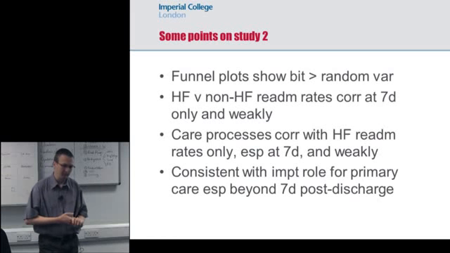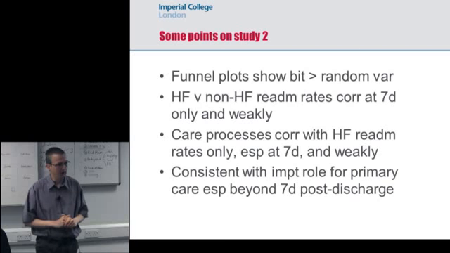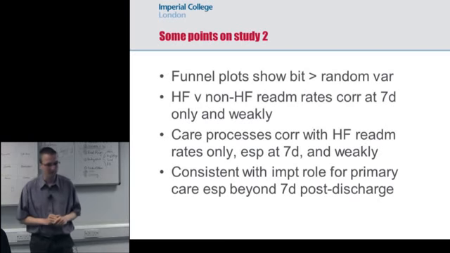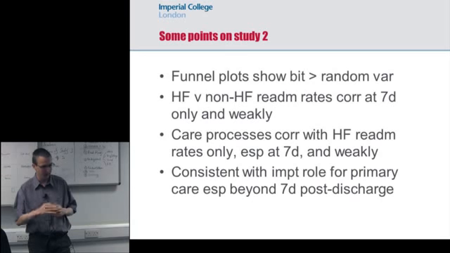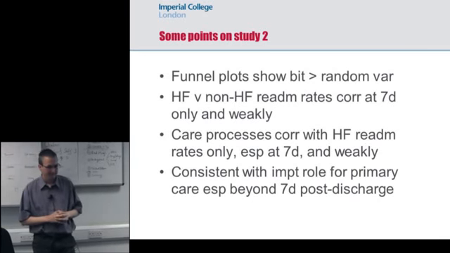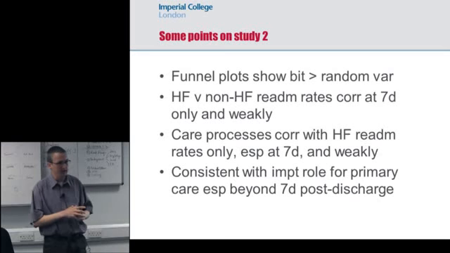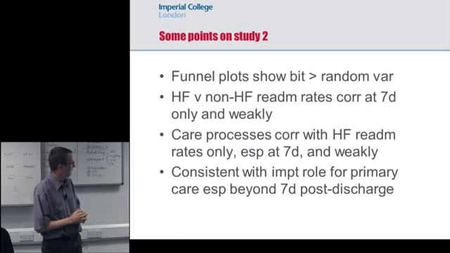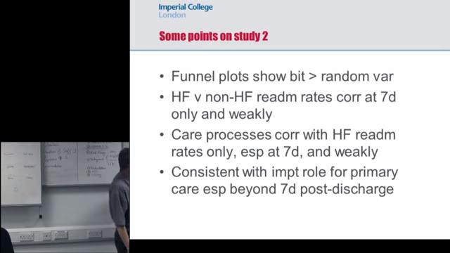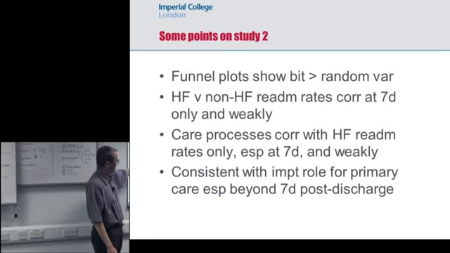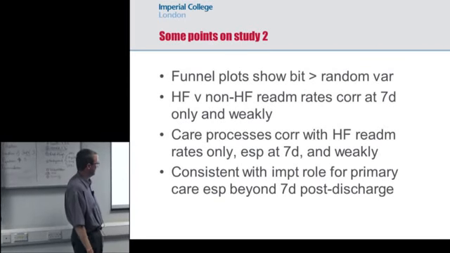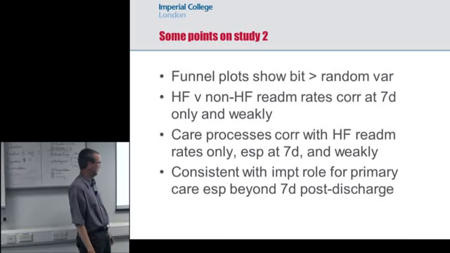So a couple of points for study 2. As I mentioned, the funnel plots seem to show a bit more than random variation, a few more outliers than we'd expect just by chance. The 2 sets of readmission rates correlate only weakly and mostly really only at 7 days. After that, there isn't really any. The care processes, the prescribing, etc., only really correlate with the heart failure readmission rates, mostly at 7 days, and they're quite weak as well.